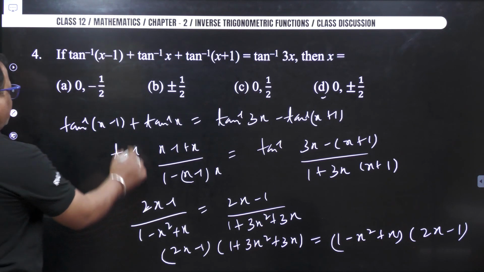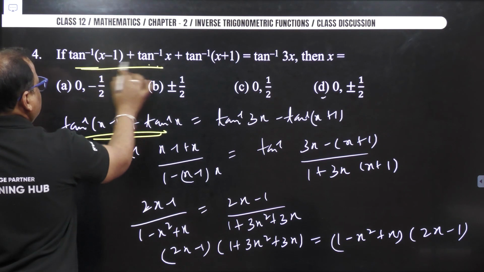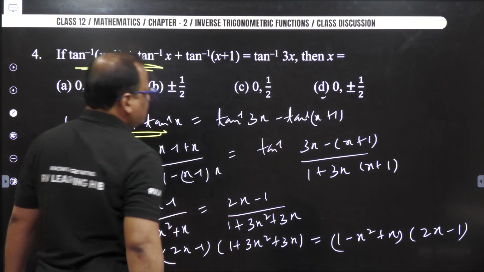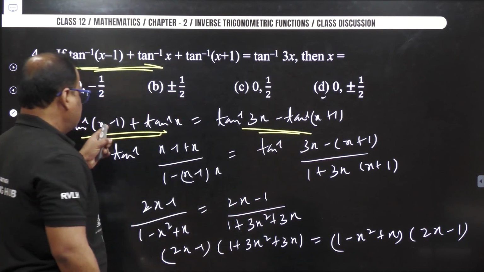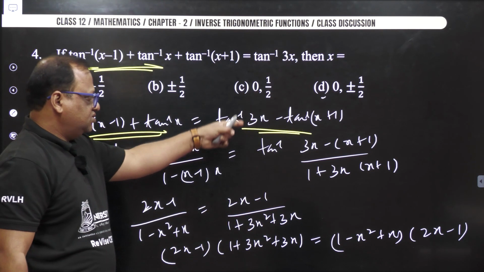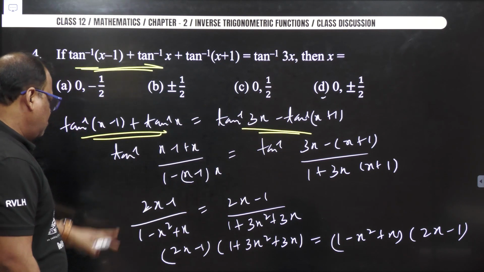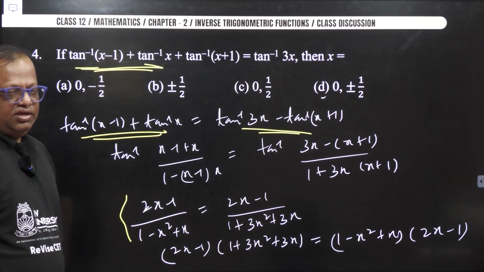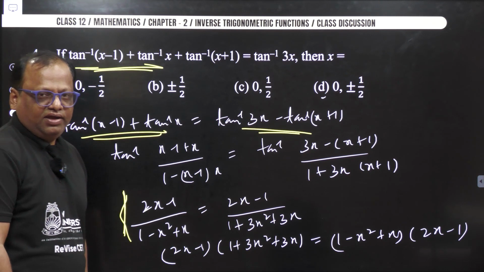See, that is what I have done. These two I have taken. I have shifted this to the RHS. So tan inverse of x plus tan inverse of y, tan inverse of x minus tan inverse of y formula. Tan inverse getting cancelled, so I am getting this algebraic equation. This algebraic equation you know how to solve. Cross multiply and simplify.